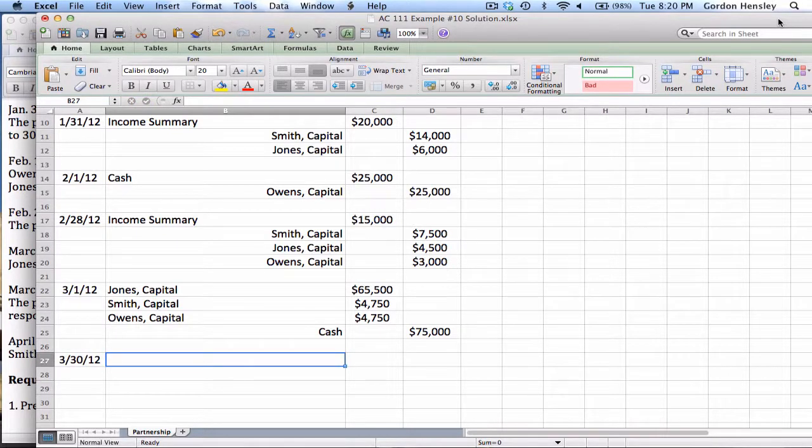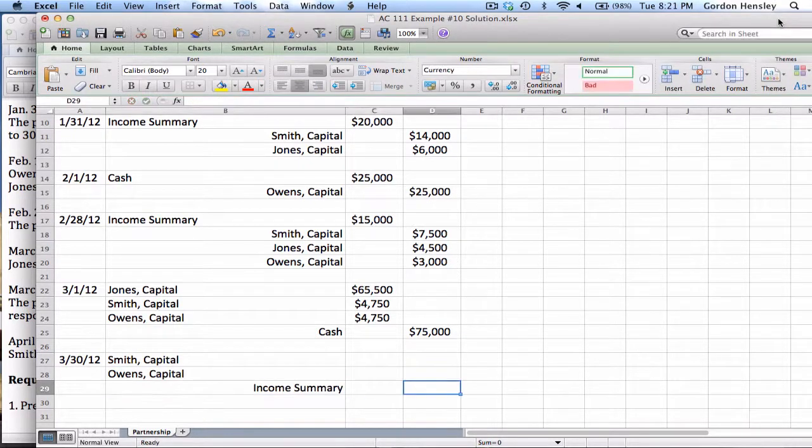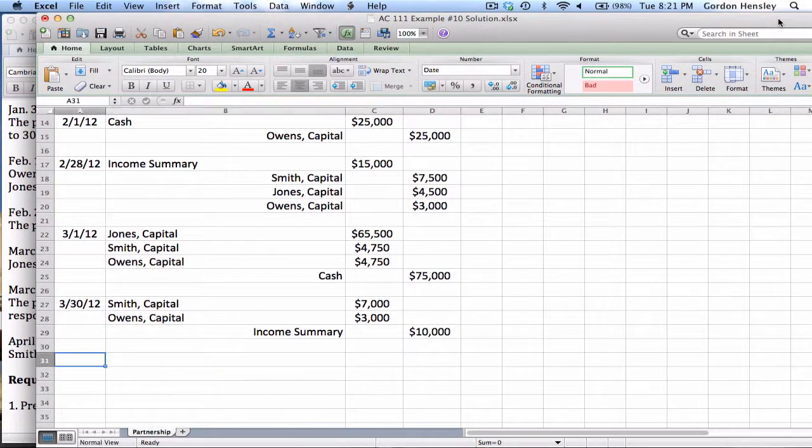Since they're losing money, the value of their capital accounts is not going to go up. It's actually going to go down. And unlike the previous times when we always debited income summary, this time we'll have to credit income summary since it's a loss. So you see how that's a little bit different. And it's a split of 70-30, so that'll be of the 10,000. 7,000 will come from Smith's capital, and 3,000 will come from Owen's capital.